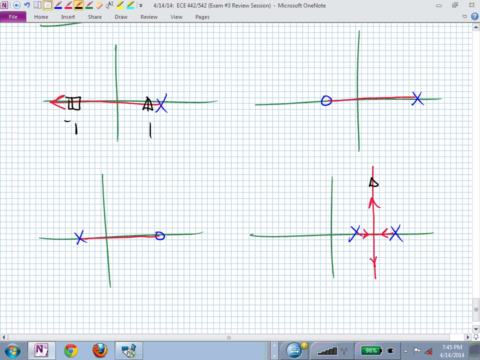Do you need any more information? What additional information do you need? You might need to know where these poles are actually located. Let's say they're at 1 1/2. Is that enough information?